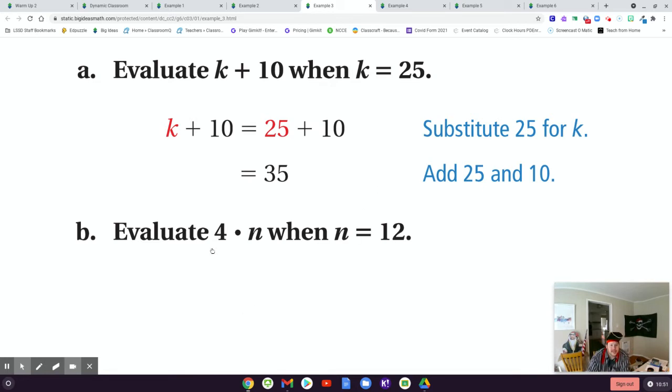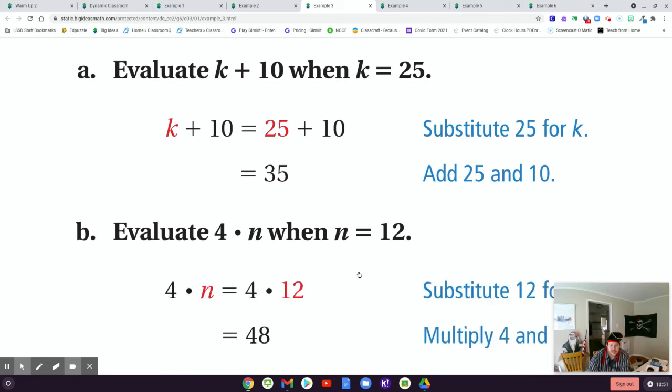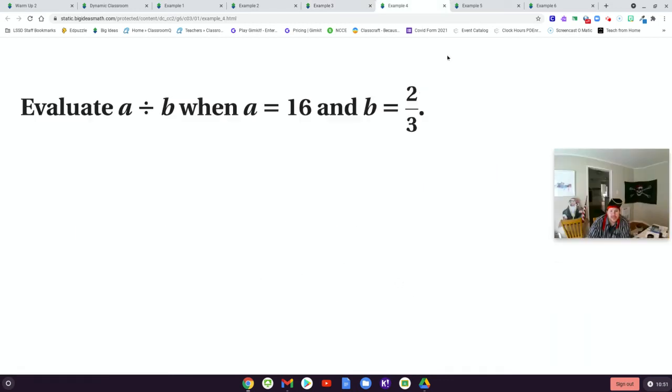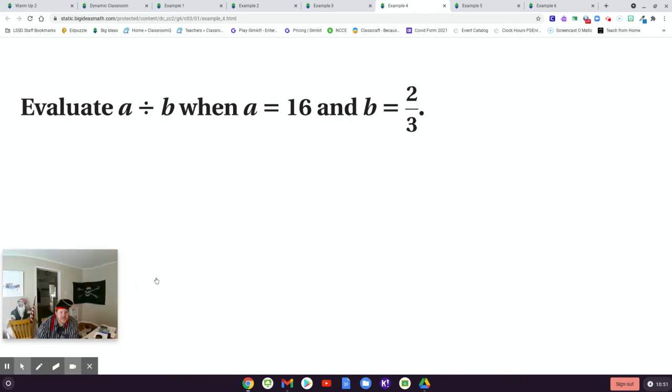All right, evaluate 4n, or 4 times n, when n equals 12. So you've got 4 times 12, which is 48. Okay, so you'll be doing some evaluating. And sometimes you're going to have to substitute 2 numbers. It's the same deal, though.